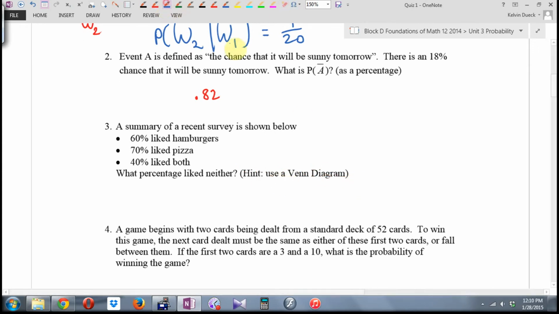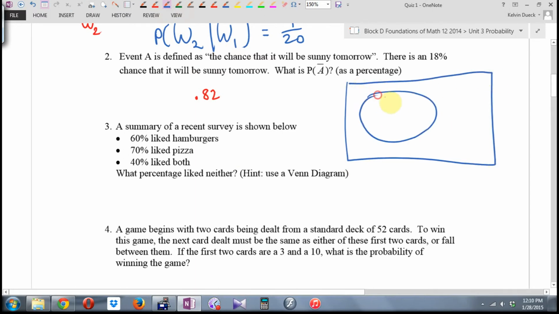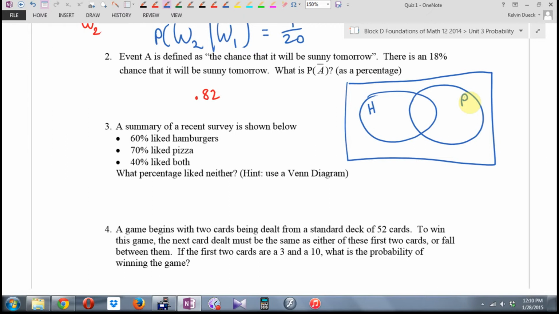So I'm going to do a Venn diagram over here. Looks like I have hamburgers and pizza. Where do I always start in a Venn diagram? In the middle. Either they gave it to me or I'll put an X there. Did they give me the both? So I'm going to go 0.4, or you could leave it as 40%, but I usually change it to a decimal. So what's going to go in the H category?